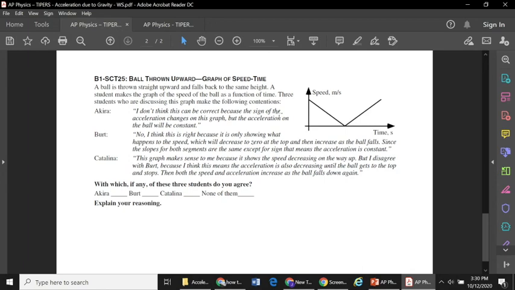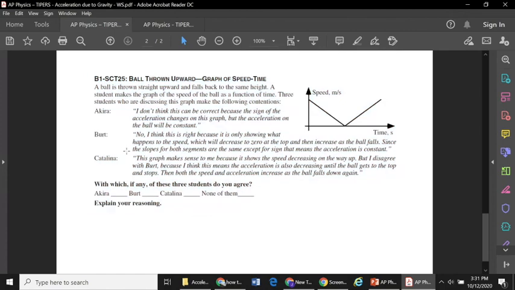Okay, so looking at the arguments made by the three students, they say some things that make sense. Akira says, I don't think this can be correct because the sign of the acceleration changes on this graph, but the acceleration on the ball will be constant. So notice she's pointing out here that the sign of the slope is changing from the first part to the second part, and correctly indicating that the acceleration of the ball should be constant, which it is.